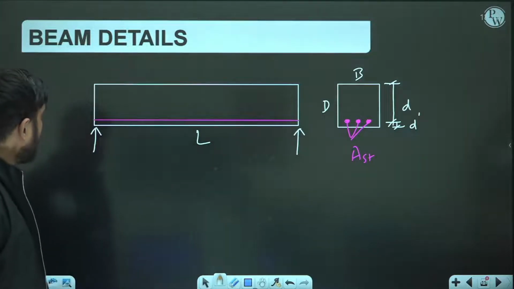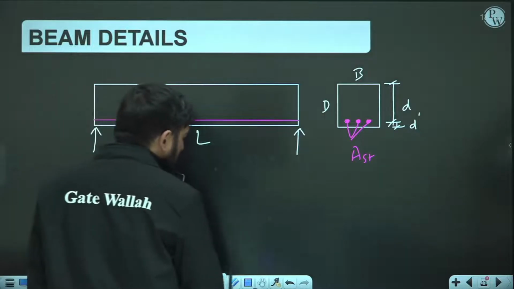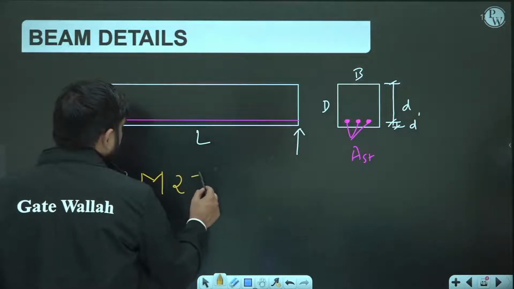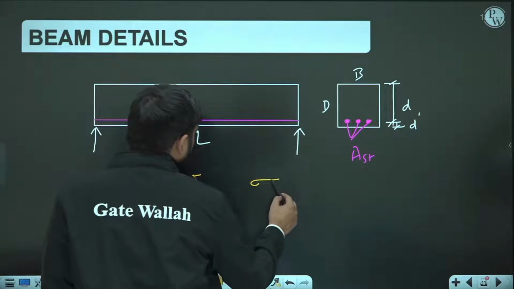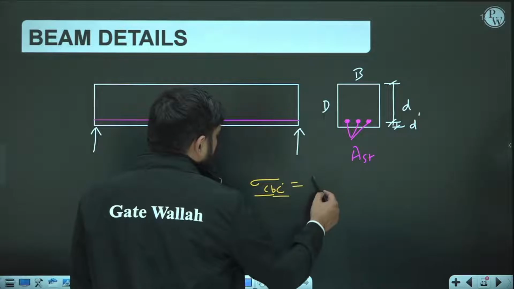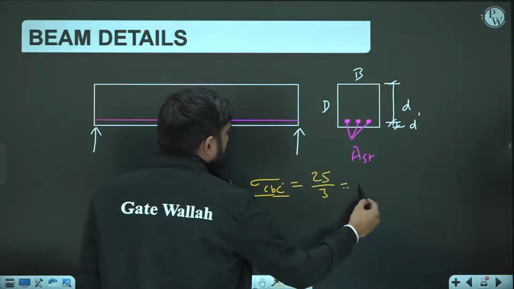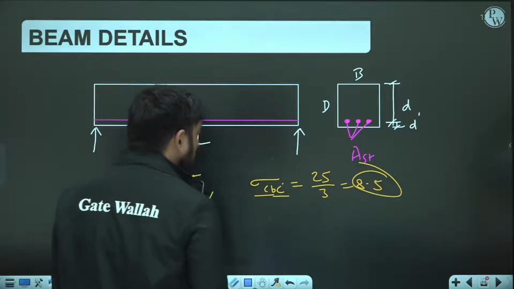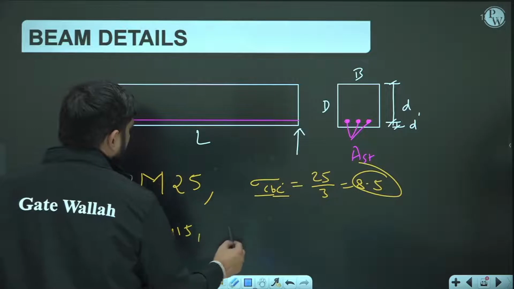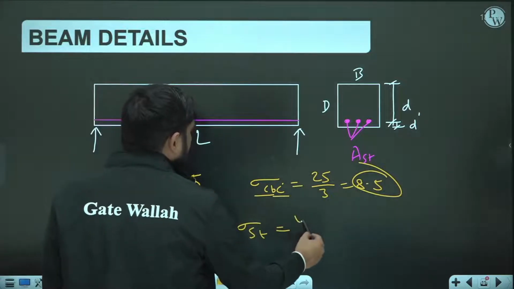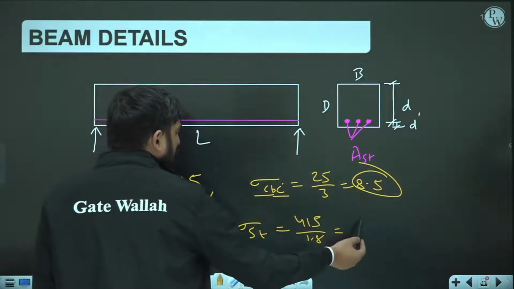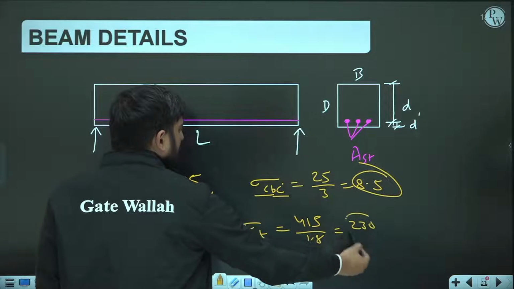So this is a beam detail. If we are using, let's suppose, M25, then in working stress method we are going to use the term sigma CBC, which is concrete in bending compression. So it is 25 by 3, so almost we are going to take 8.5 MPa. Similarly, if Fe415 is used, then for it the factor of safety is 1.8. So we are going to take how much? Like 230, I guess, in MPa.